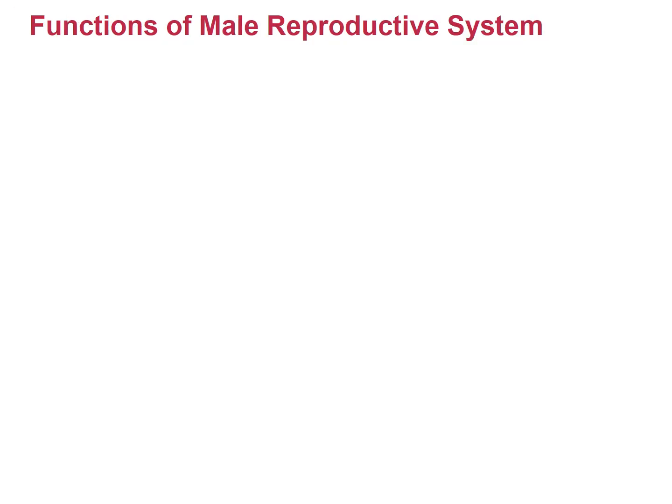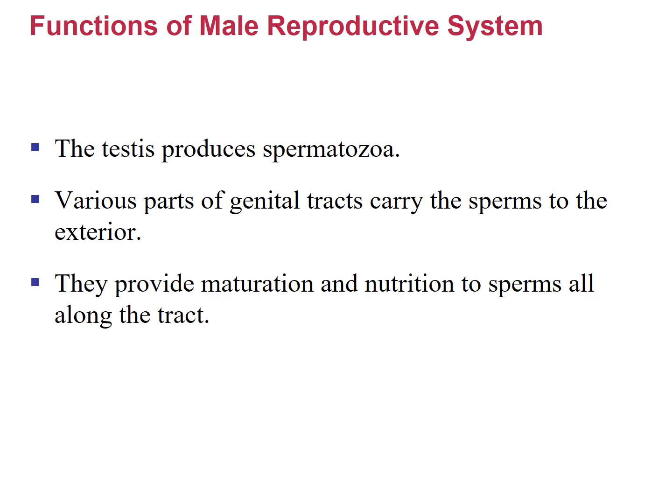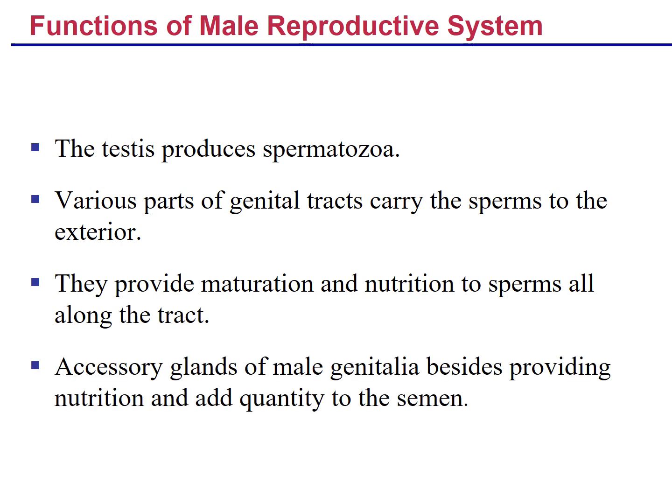Functions of male reproductive system. The main function of male reproductive system is the production of spermatozoa. These spermatozoa are produced in the testis. The various parts of the genital tract carry the sperms to the exterior. They provide maturation and nutrition to the sperms all along the tract. Accessory glands of male genitalia, besides providing the nutrition, they add quantity to the semen.